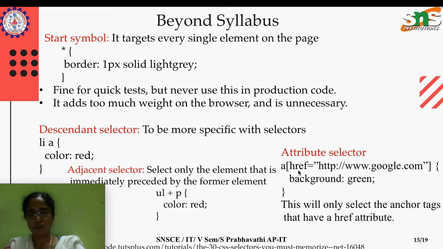So this anchor tag which has the href as this one, I'm styling that background to be green. Okay, please go and practice this in your text editor. I hope you are following with me. Attribute selector means here the anchor element has an attribute href, and only for that particular href value does the style get applied.